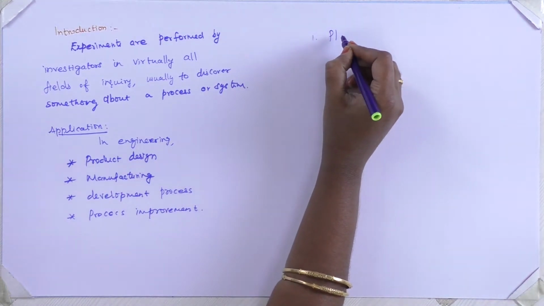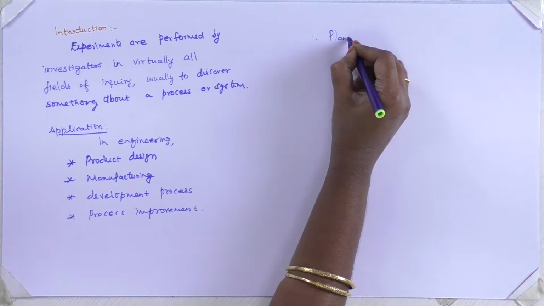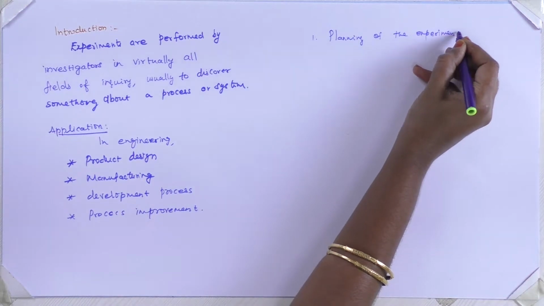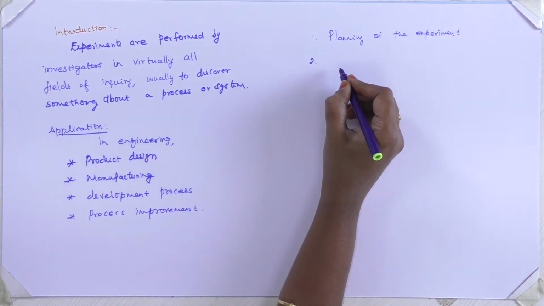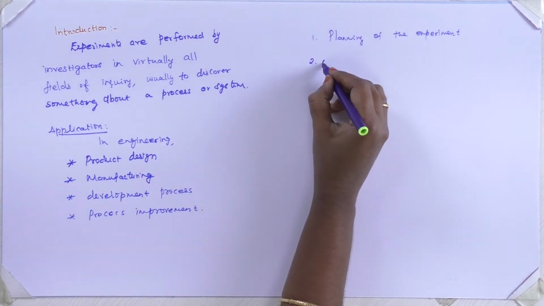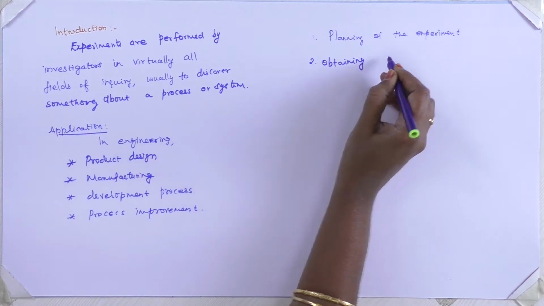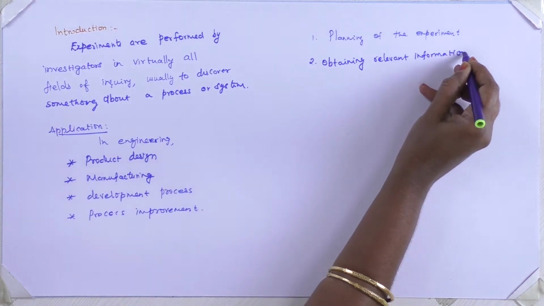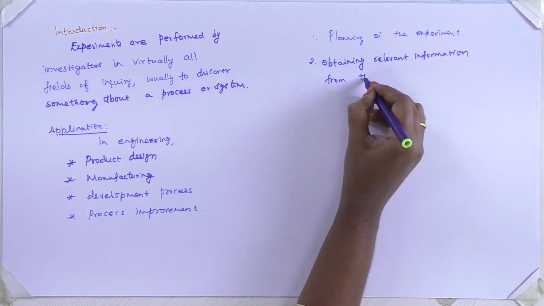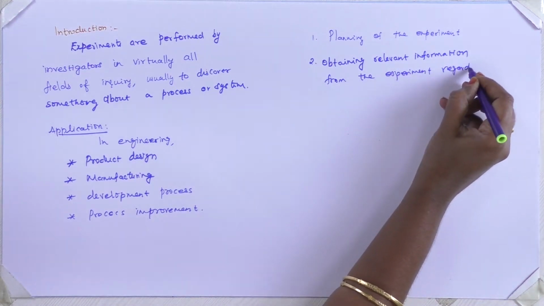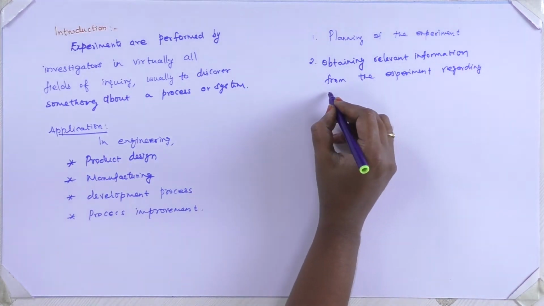One is planning of the experiment. Second point, obtaining relevant information from the process or from the experiment, regarding the statistical hypothesis under study.